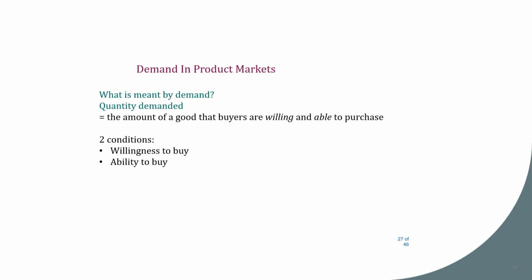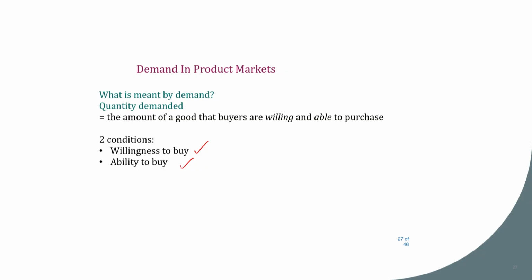What does it mean? When we say demand, actually we mean quantity demanded. That is the amount of a good that buyers are willing and able to purchase. Mainly there are two conditions to be satisfied. One is willingness to buy. Second one is ability to buy.